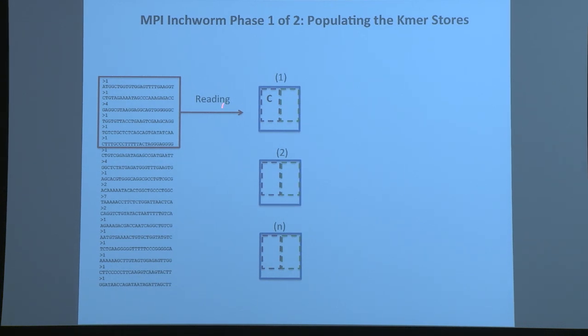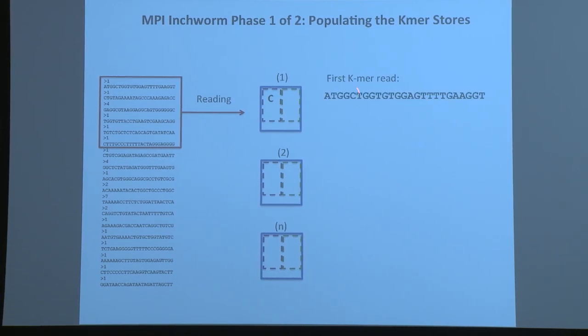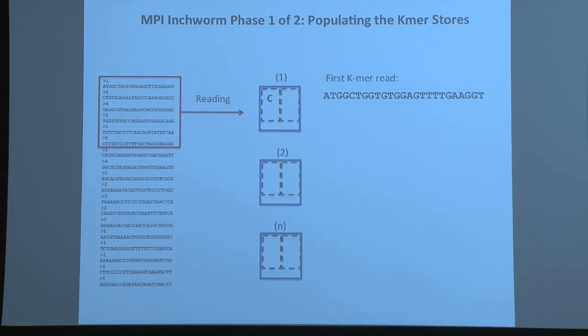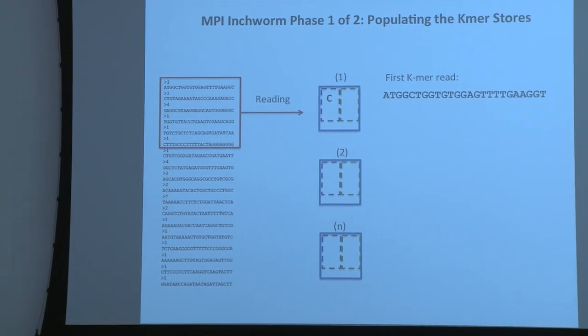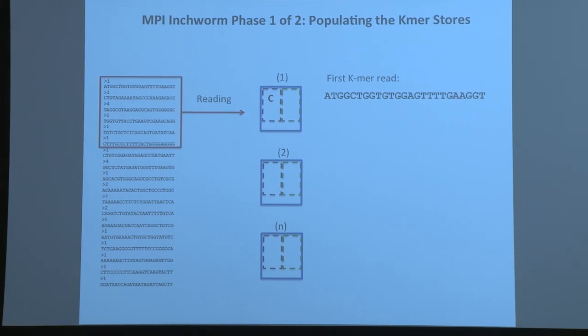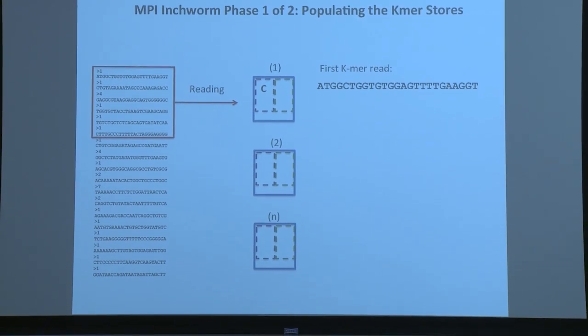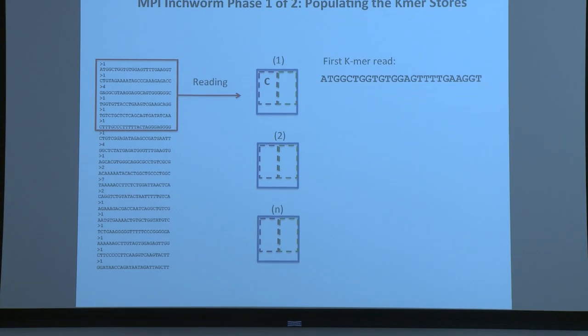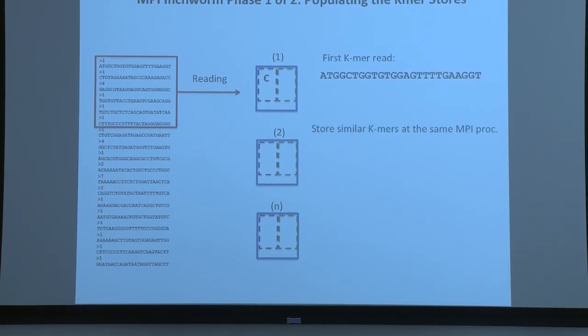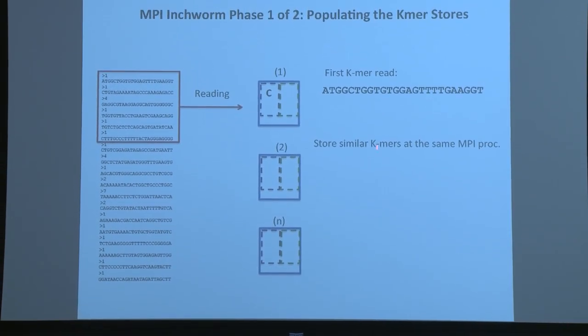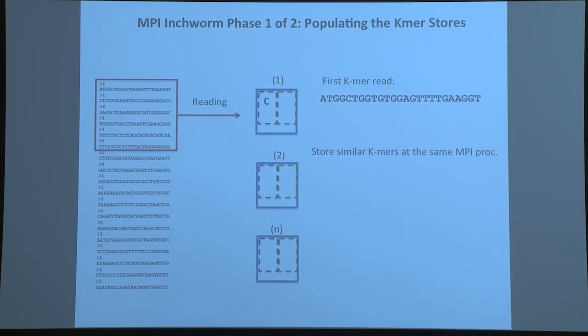So the contig builder is going to read in its section of the file. It comes across this first k-mer, and it needs to know where it's going to get stored. Right? Do I store it locally as part of my process, or do I throw it over to one of the other processes and have it store it there? This is our way of distributing the data across all these different nodes. The way we figure out which node this k-mer should be stored at is by looking at the k-mer sequence itself. And ideally, we'll have all similar k-mers being stored at the same process, right?